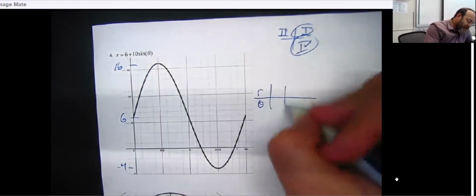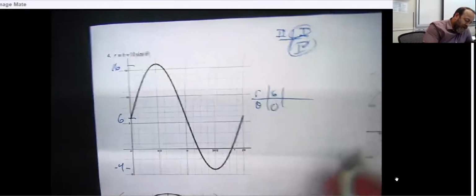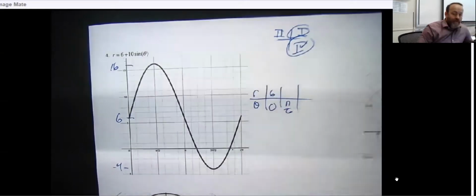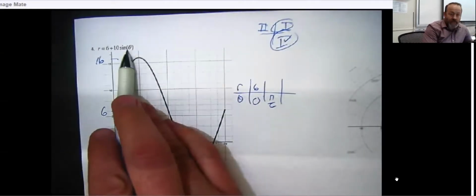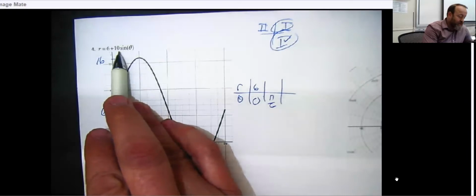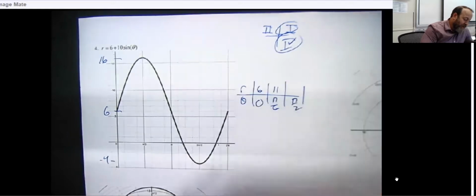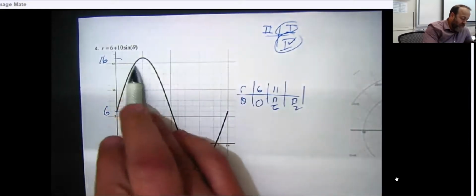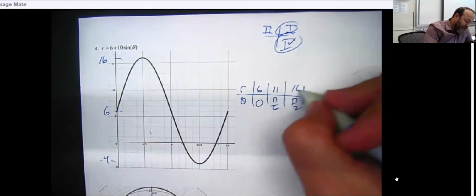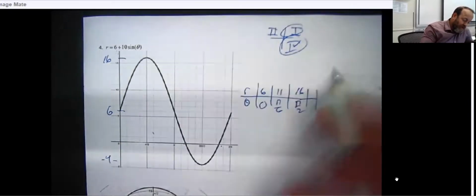So here's r and theta. I know at theta equals 0, the radius started at 6. I'm going to pick pi over 6 because the sine of pi over 6 is a half. Half of 10 is 5, so that's going to give me 11. By the time I reach pi over 2, the radius has grown all the way up to 16.